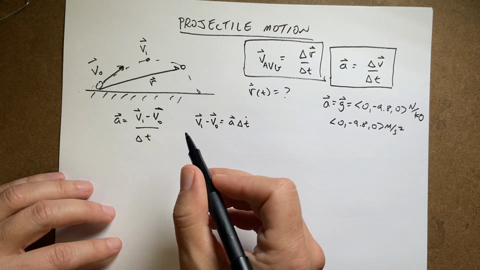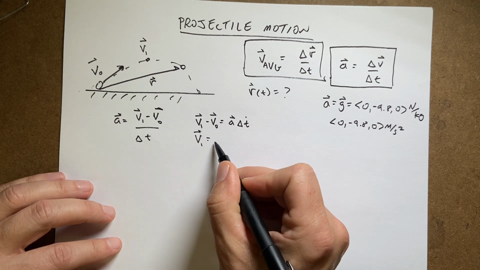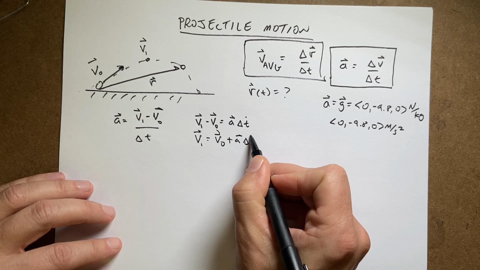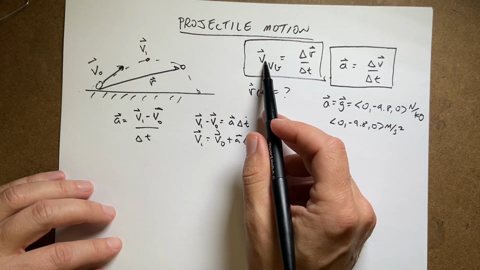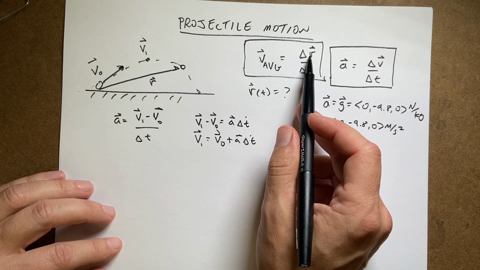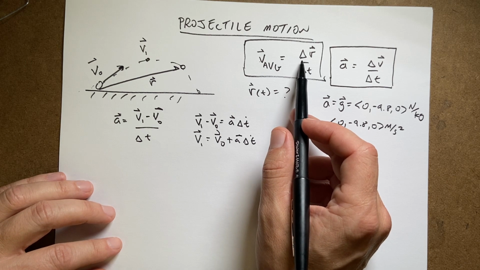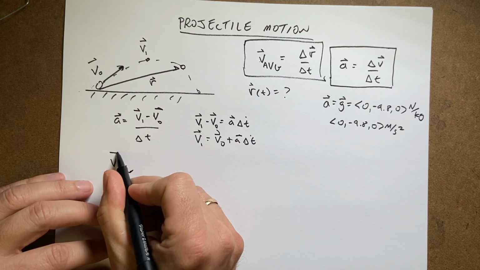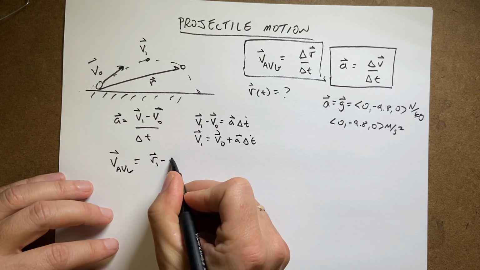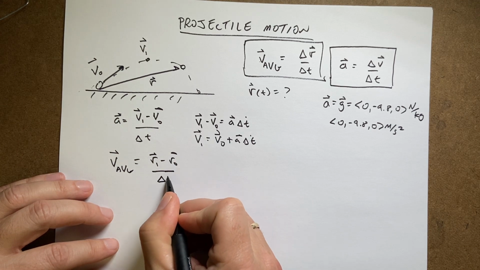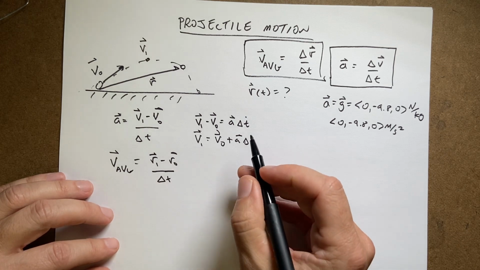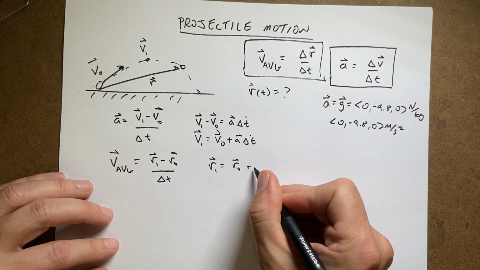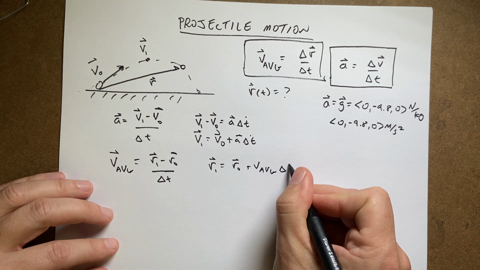So now I'm going to solve for v1. v1 equals v0. I add v0 to both sides. v0 plus a times delta t. Okay, great. But I really care about the position. So let me do the same thing up here with the position. So if I write v average as r1 minus r0 over the change in time, I can do this. It looks the same thing, so I'm going to solve it the same way. And I get r1 equals r0 plus v average delta t.